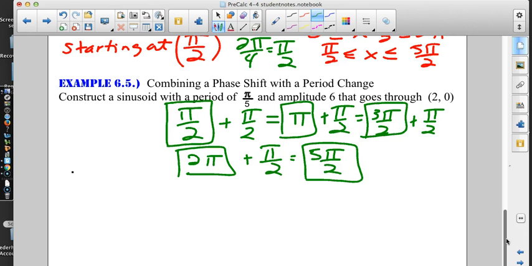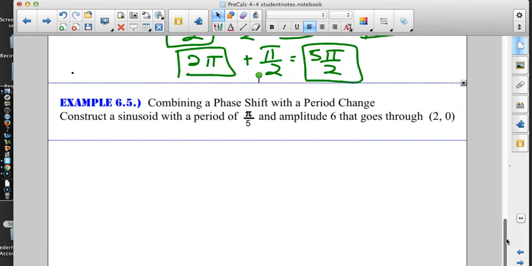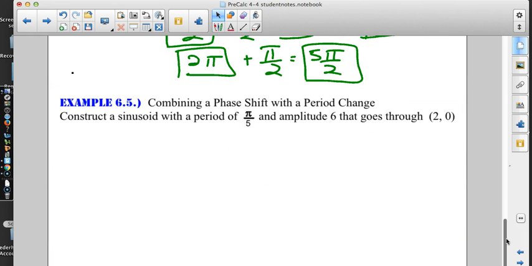Now they don't want us to graph this one yet. What they wanted us to do was to find those new steps. So now, I write way too big. This one says combining a phase shift with a period change. We're going to write the function. Construct a sinusoid with a period of pi over 5.